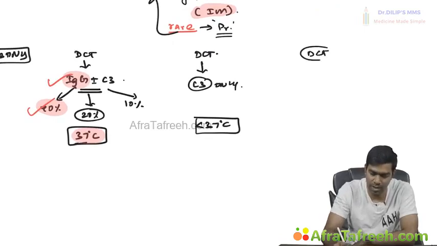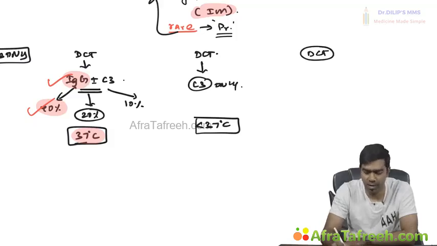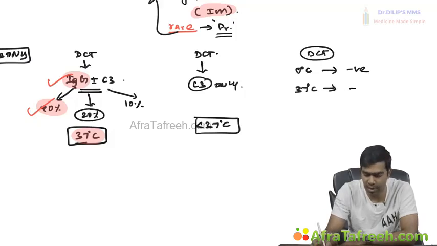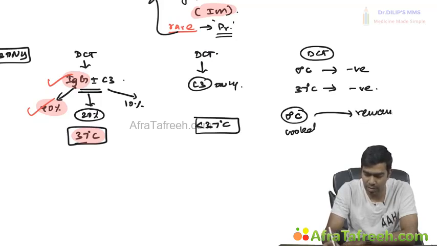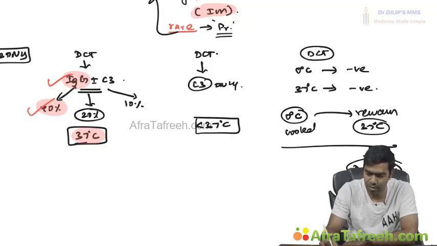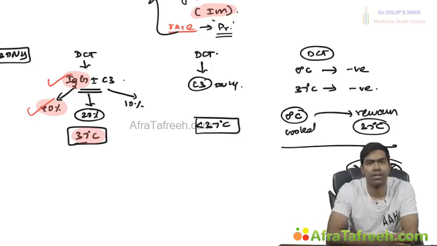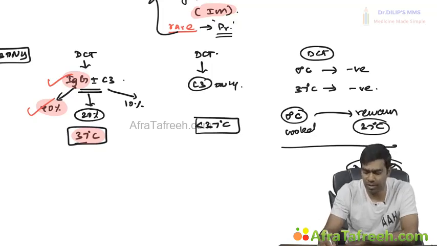Here if you do a DCT, remember at 0 degrees C, the test will be negative. At 37 degrees C, if you perform it again, the test will be negative only. There will be no doubt about that. Remember, initially you have to cool down to 0 degrees C, then you have to rewarm at 37 degrees C. In this condition, the test will be positive. DCT will be positive and it will show C3 only.